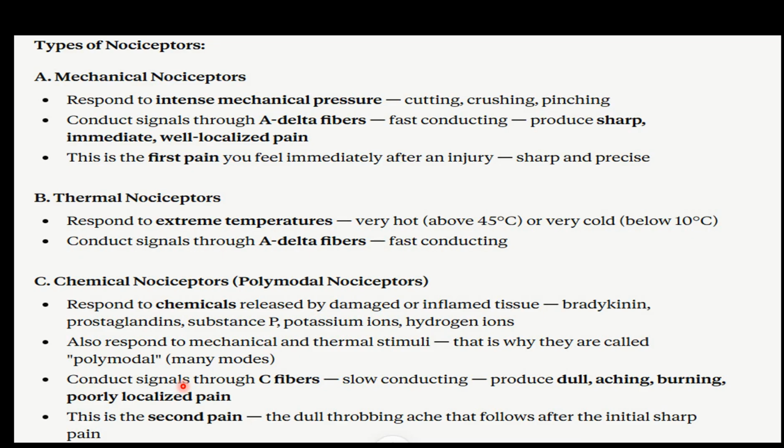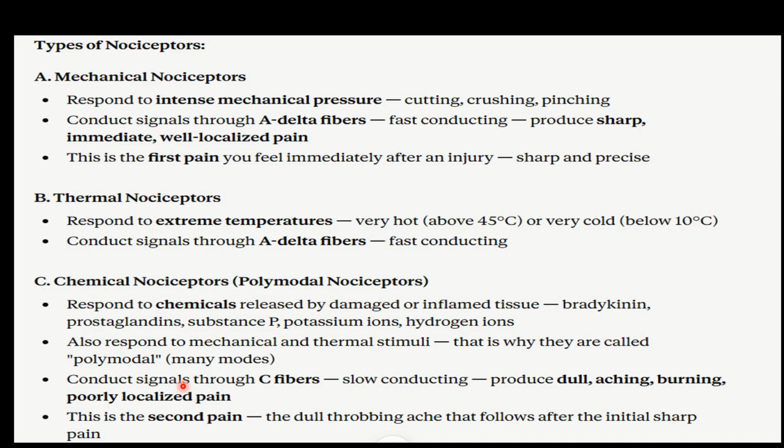Clear? Now we will talk a bit about the mechanical nociceptor, like what it basically is. It responds to intense mechanical pressure like cutting, crushing, and pinching. So all these things come under a mechanical nociceptor. It conducts signals through A-delta fibers, which are fast conducting, and produces sharp, immediate, and well localized pain.